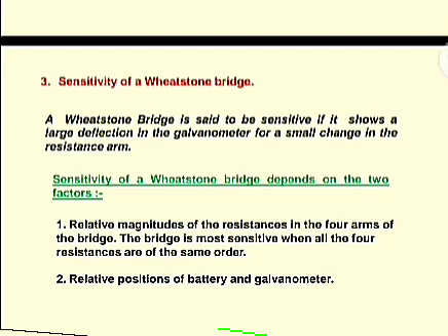What are the two factors, children? First, the relative magnitude of the resistances in the four arms of the bridge.